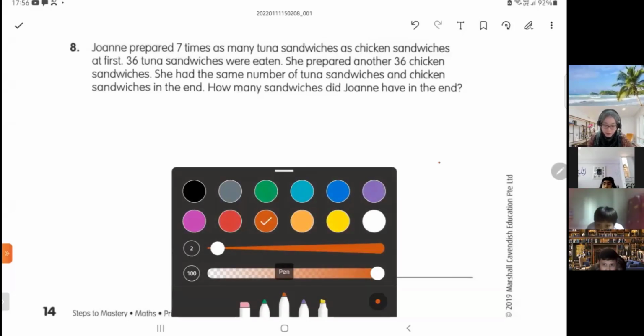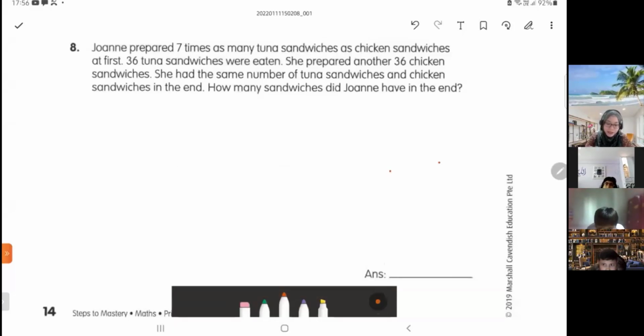So Joanna prepared 7 times as many tuna sandwiches as chicken sandwiches at first. 36 tuna sandwiches were eaten. She prepared another 36 chicken sandwiches. Then she had the same number of tuna sandwiches and chicken sandwiches in the end. How many sandwiches did Joanna have in the end?